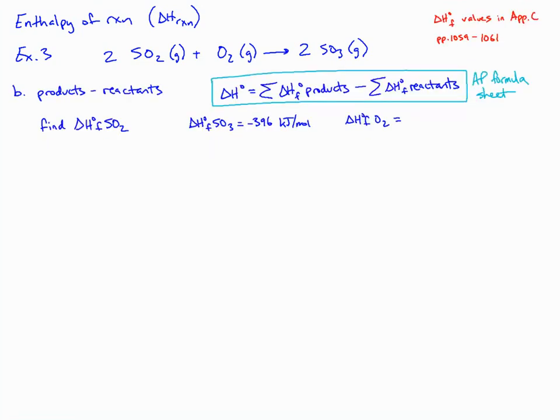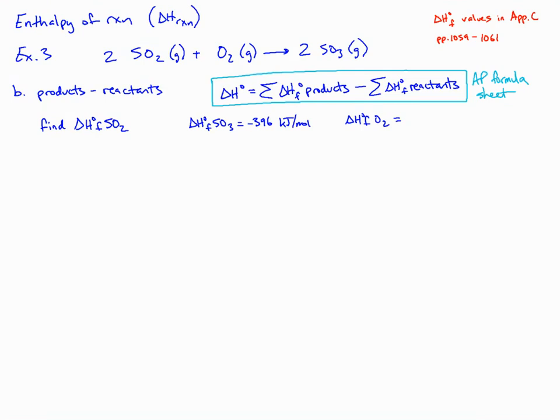In part B, we're using a different method. It is the products minus reactants method. And there's an AP formula for this. Here in the blue box, you see delta H, and it's got a degree sign. That means standard. That just means it's at a specific temperature, 25 degrees Celsius. So the delta H equals the sum of the delta HF, which is formation, we'll talk about in a minute. So the sum of the delta H's of the products minus the sum of the delta H's of the reactants.